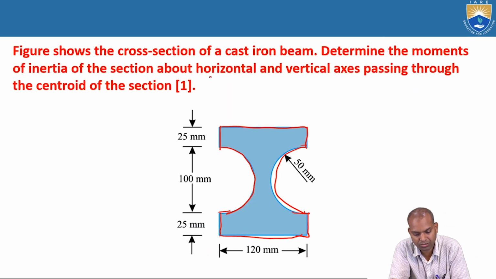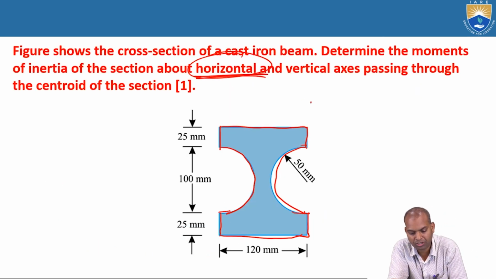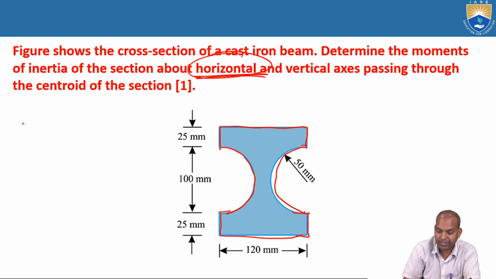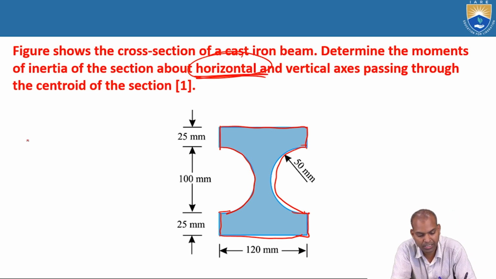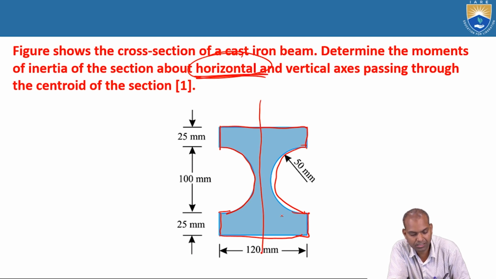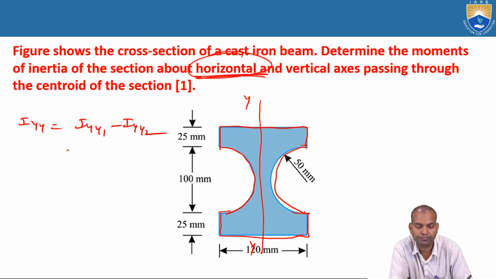That was the object. First object is over. This is horizontal. Now what about next? Vertical. The vertical axis can be calculated. How can it be calculated? About the vertical axis, then Iyy. That is Iyy equal to, what is Iyy equal to? Iyy1 of section 1 minus Iyy2.